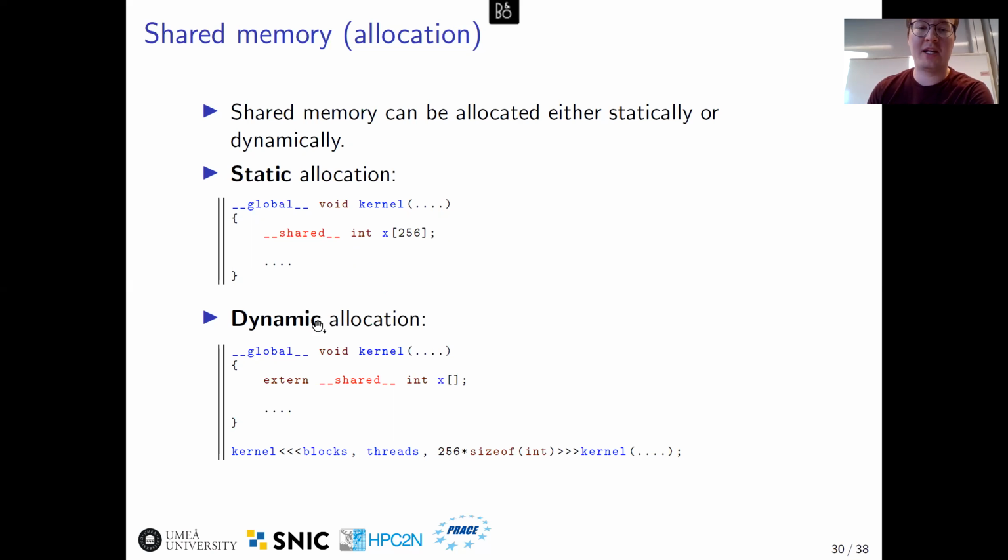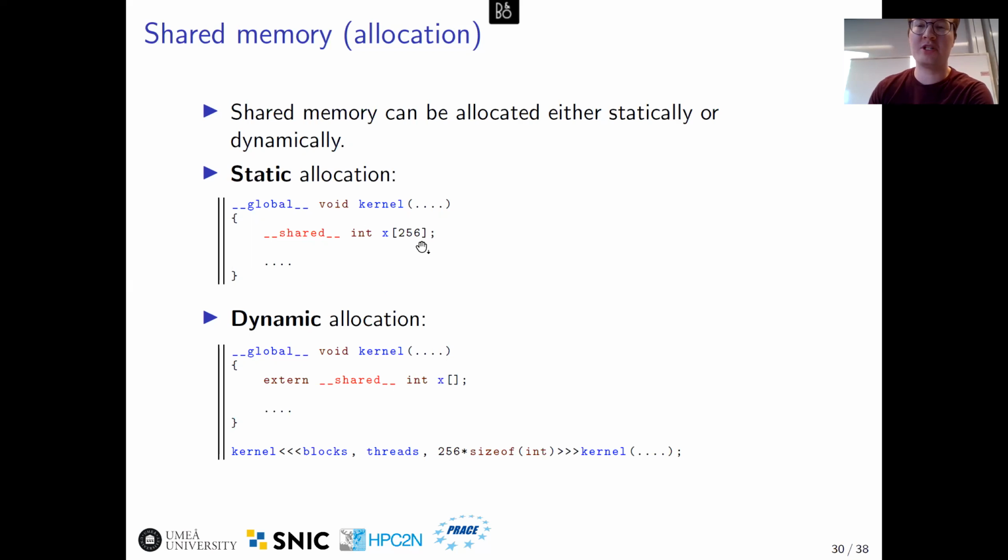Or you can do it dynamically, where you add the additional extern keyword in front of it. And then it is when you launch the kernel that you have to specify how much shared memory you want. In this case, it is going to be the 3rd argument inside these brackets, where you have to specify how many bytes of shared memory you want to allocate for each thread block.